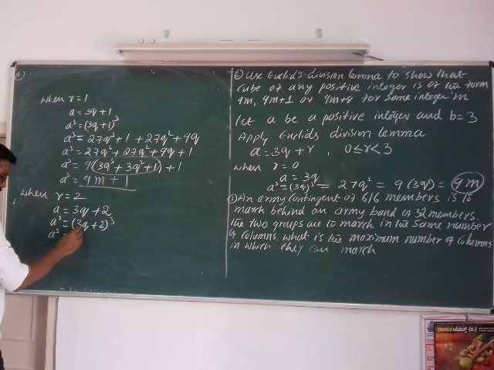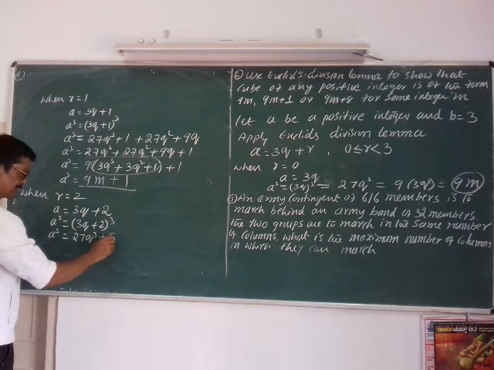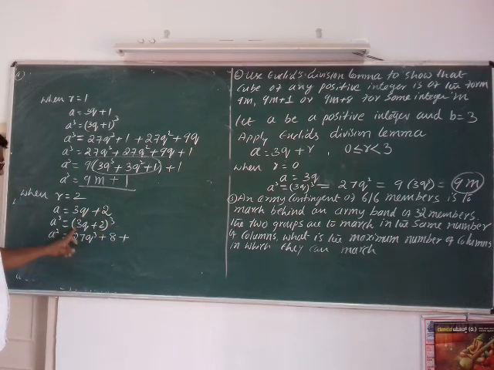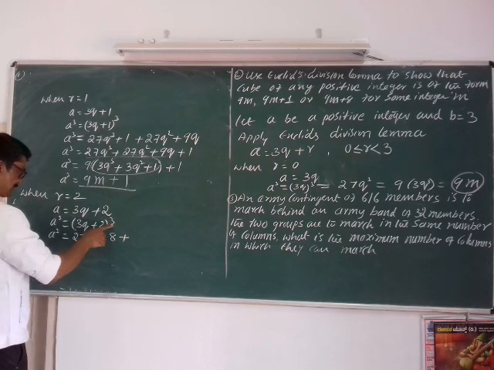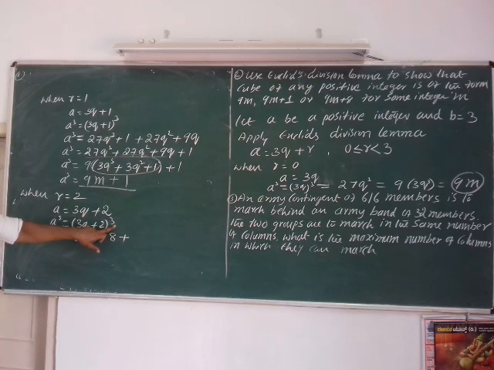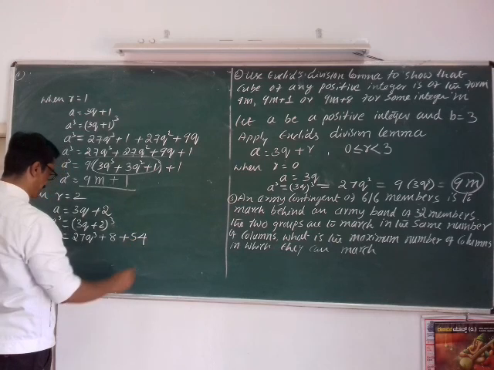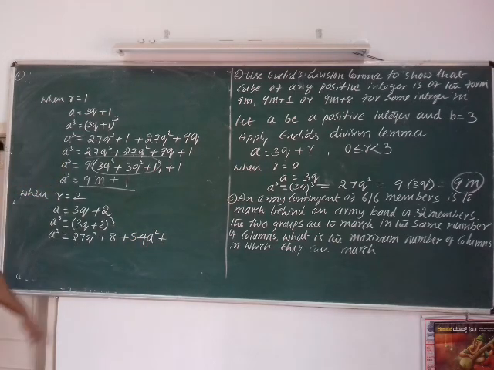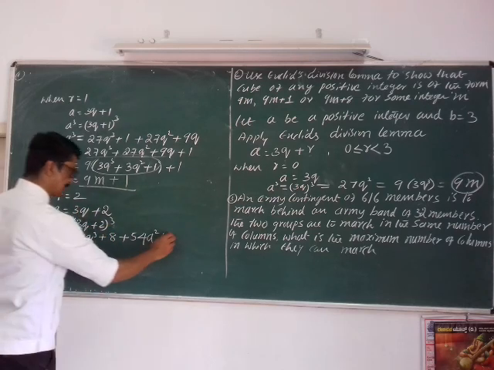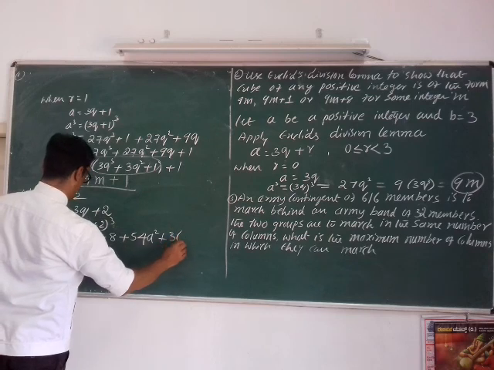The first term becomes 27q cube. b cube means 8, plus 3a square b, that is 3 into 9, that is 27. 27 2s are 54, q square, plus 3ab square. 3 3s are 9, 9 4s are 36q.